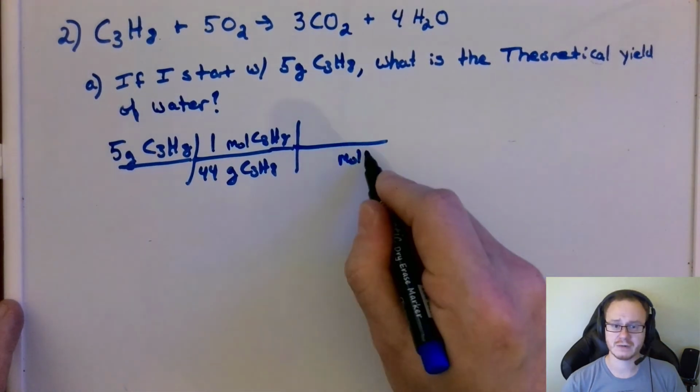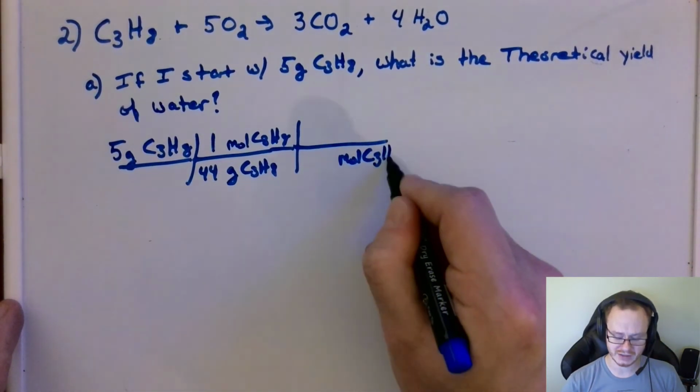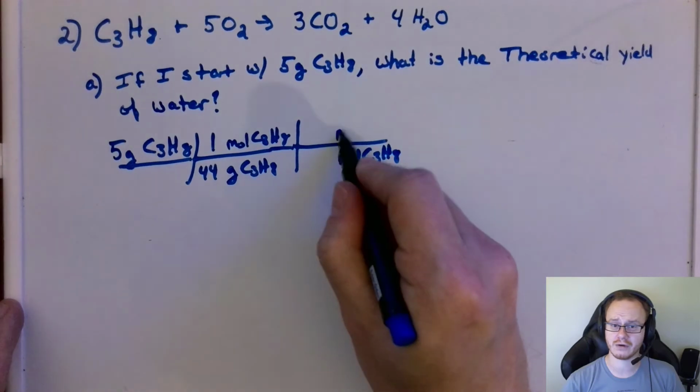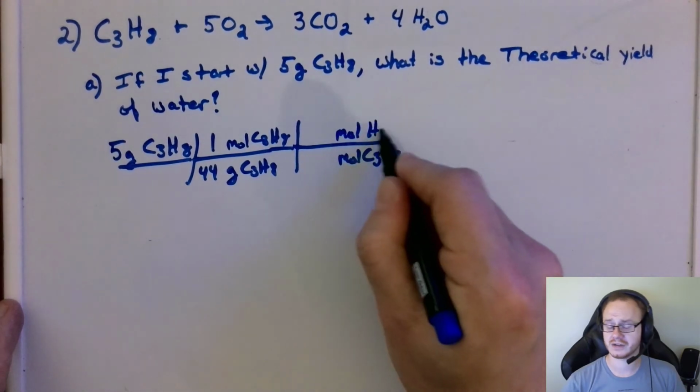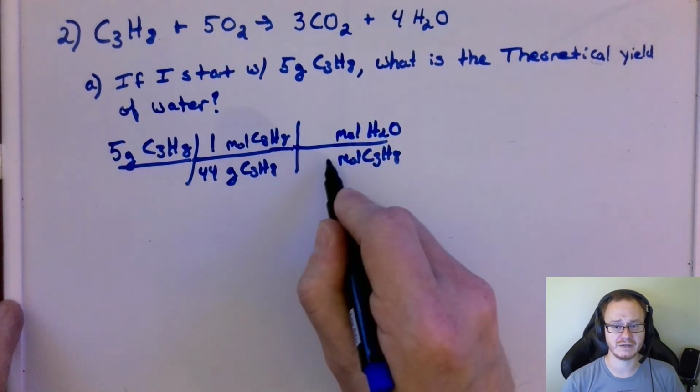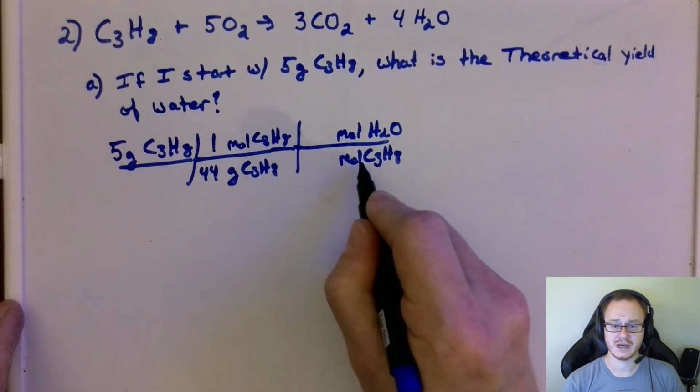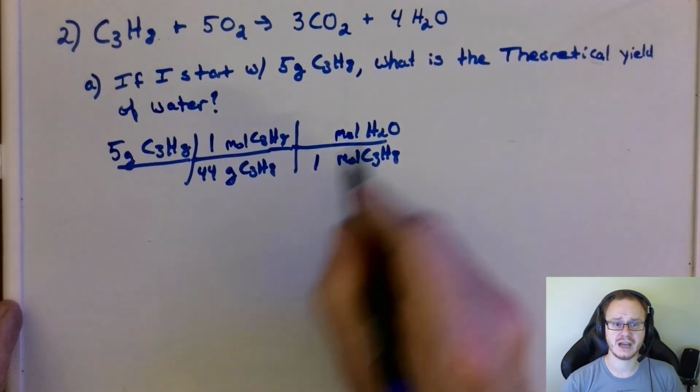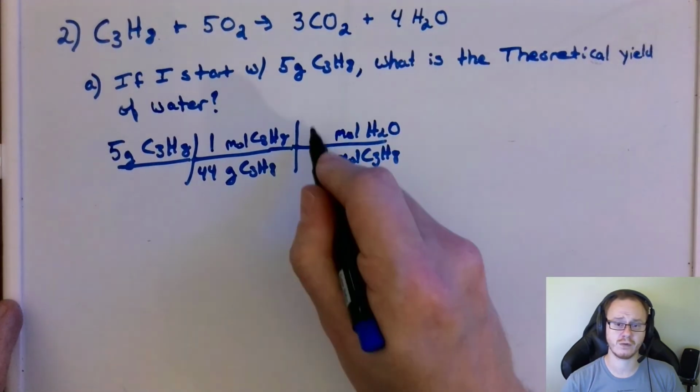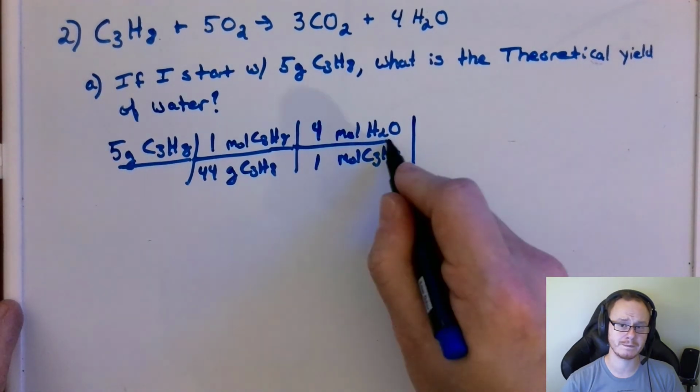In the next box, I will cancel moles of C3H8 and convert them into moles of water, what we're seeking. Because this is a mole-to-mole conversion, I have to use the balanced equation. The coefficient for C3H8 happens to be 1. The coefficient for water happens to be 4.